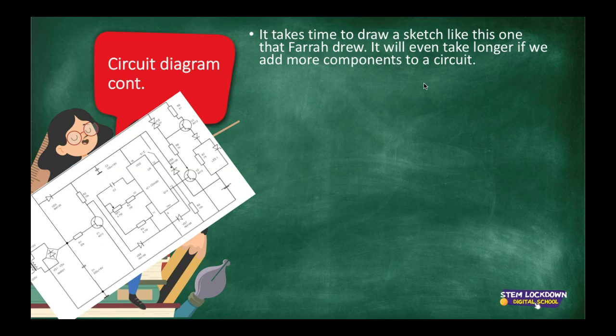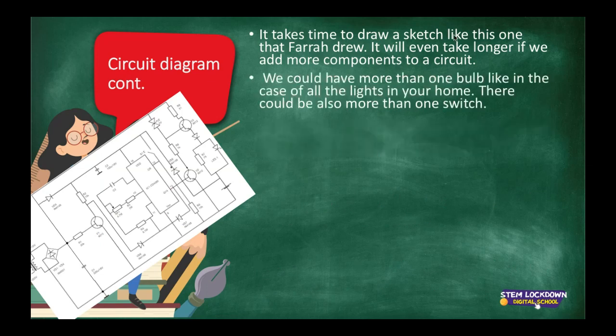It will take even longer if we add more components to a circuit. Imagine having to draw a circuit that has 6 components, a light bulb, a buzzer, a motor, and more. It's going to take us very long. We could have more than one bulb, like all the light bulbs in your home. There could also be more than one switch. So just think about your home.